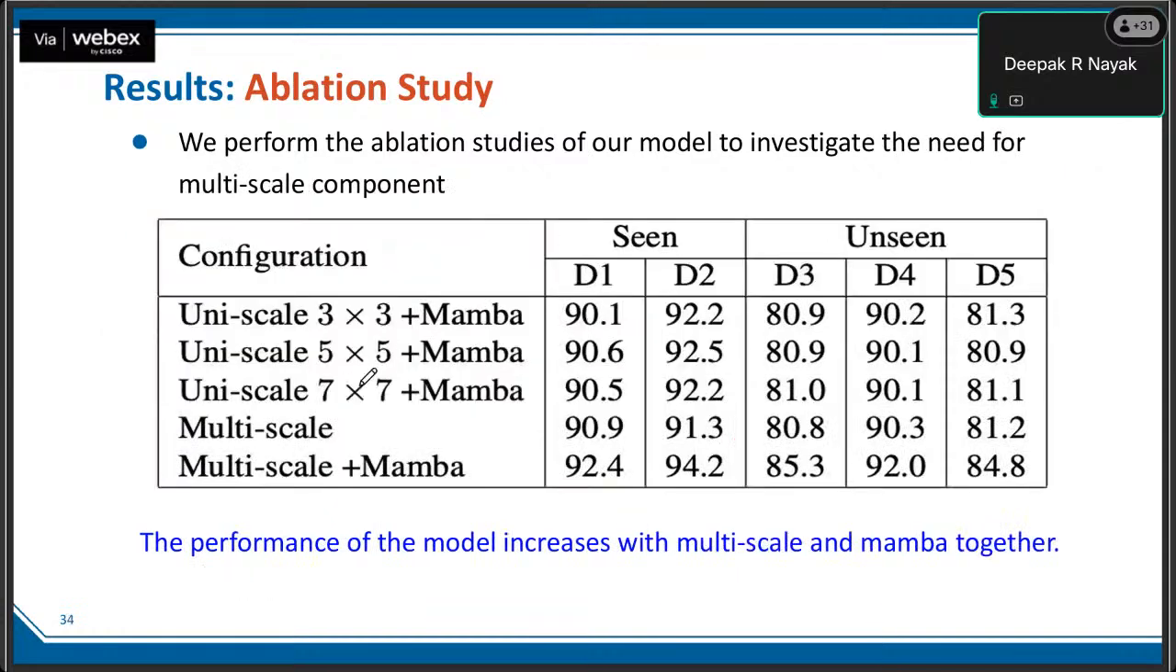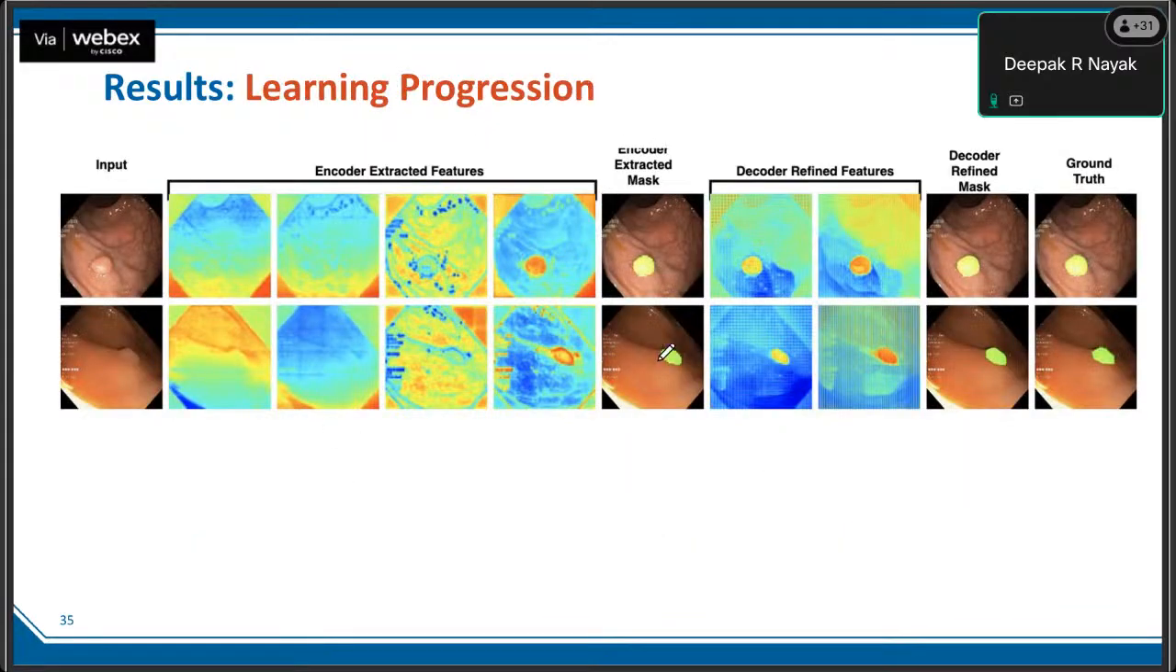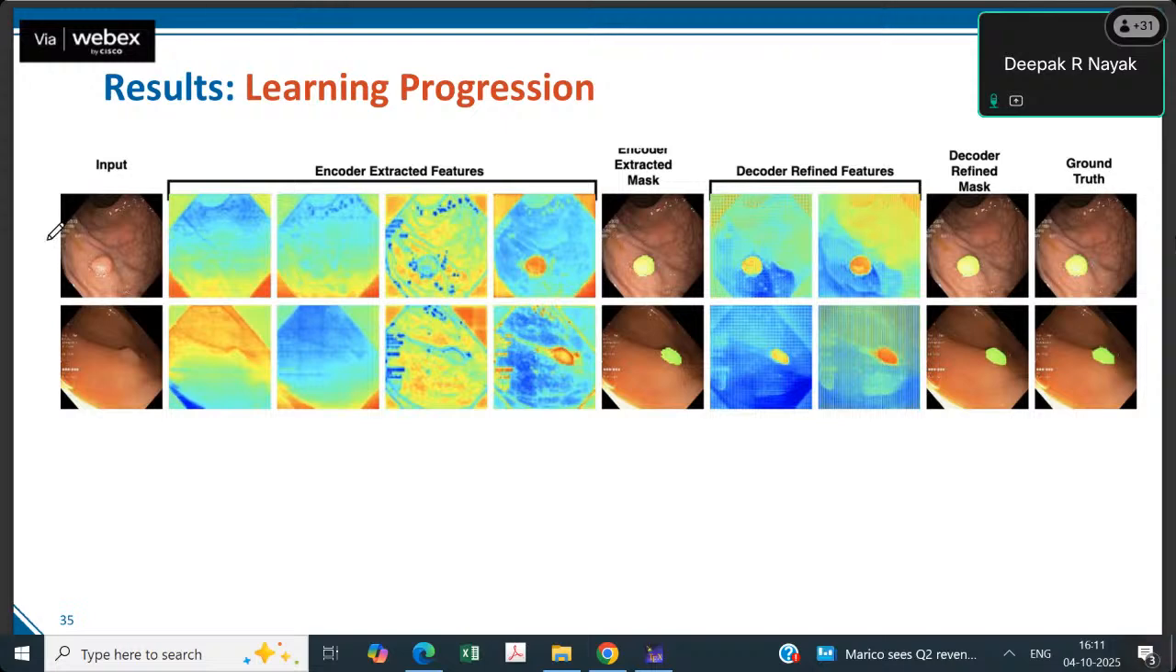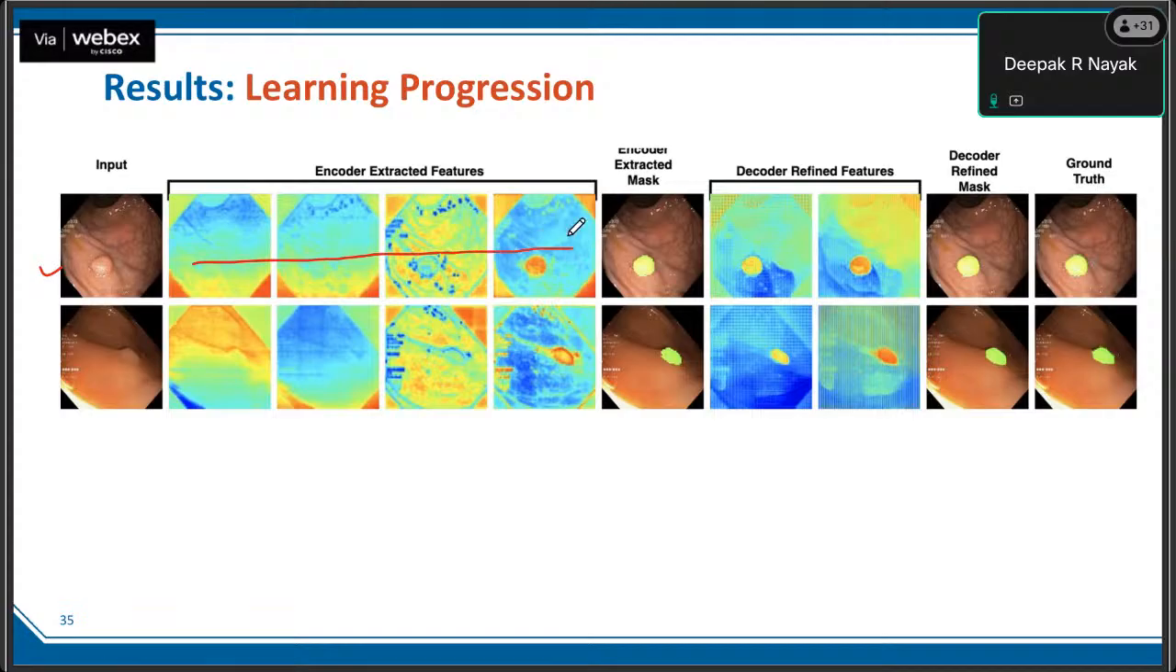This is another ablation study on the MSD block only, where we have used multiple convolution operations. So what is the need of this? You can see whenever we choose multi-scale information along with the Mamba blocks, it performs well compared to the other configurations we have. And here is the learning progression of that particular approach, SAM Mamba. Here is an image, and this is the learning progression in the encoding process. What we get from the encoder part is this kind of polyp region, but in the decoder we refine it, and the result is very close to the ground truth, you can see.